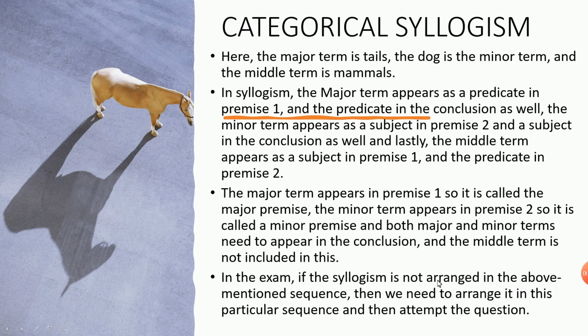In the exam, this might not be applicable to us, but there is a possibility this might also happen. There might be some times where the statements could be jumbled. So if the syllogism is not arranged in the above mentioned sequence, then we need to arrange it in this particular sequence, then attempt the question. So nalla adha purinjikonga. These two are the formula. If the exam question is not in this pattern, you have to rearrange the question in this pattern, and only then solve. So that's how you can solve the categorical syllogism.